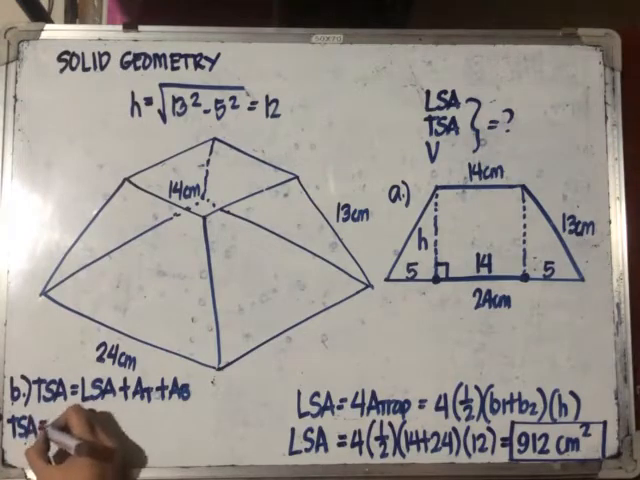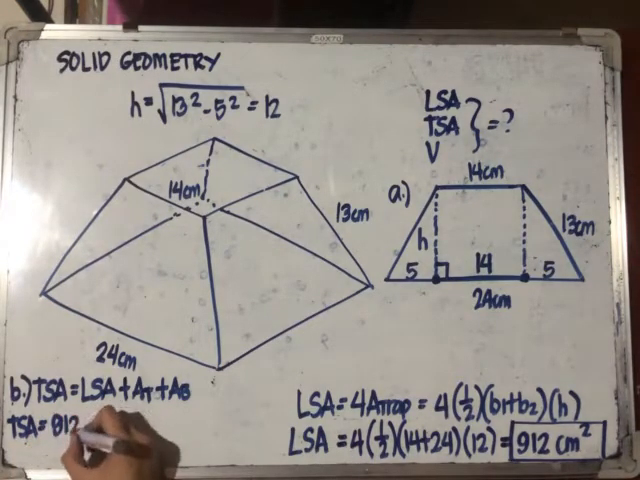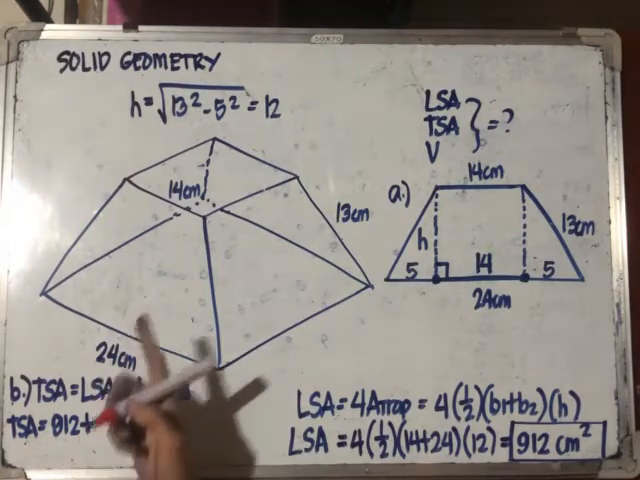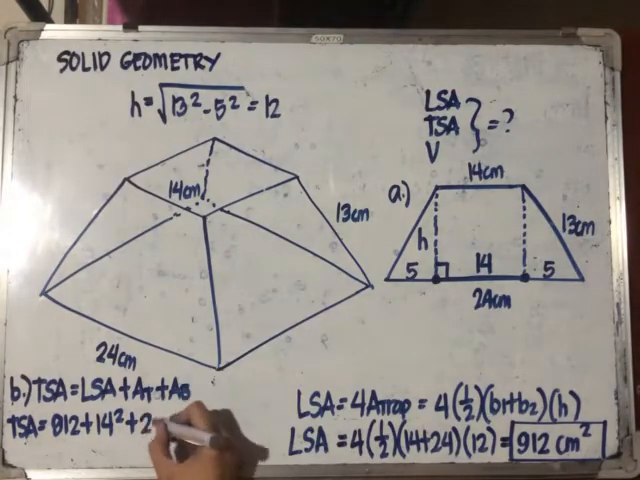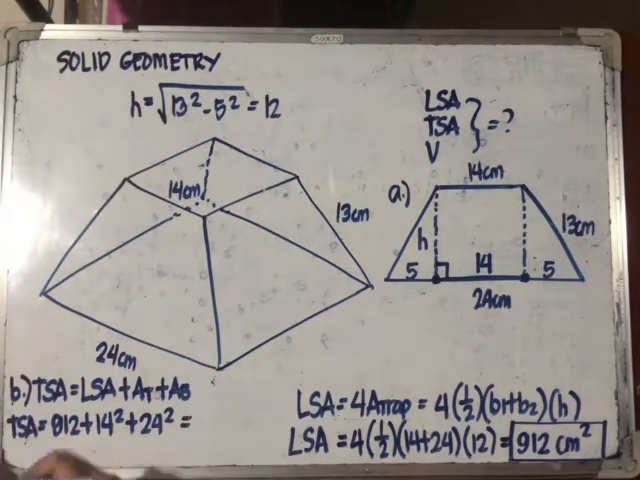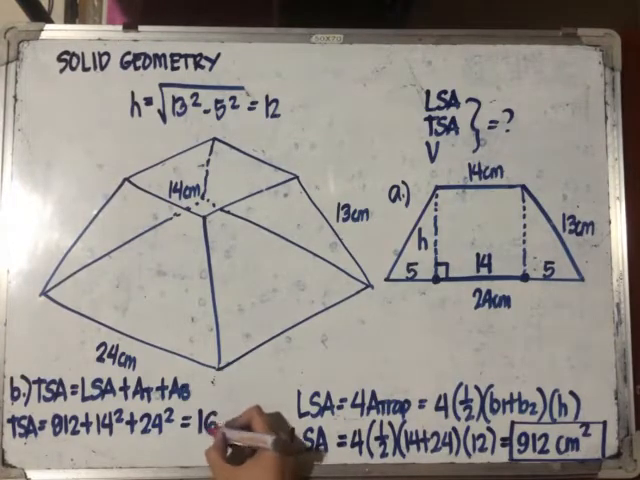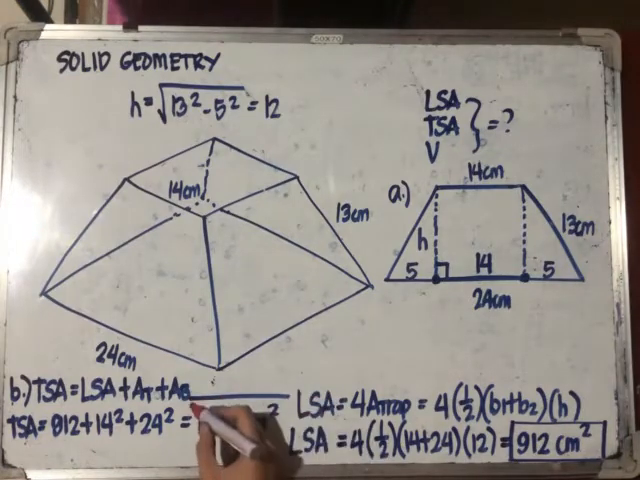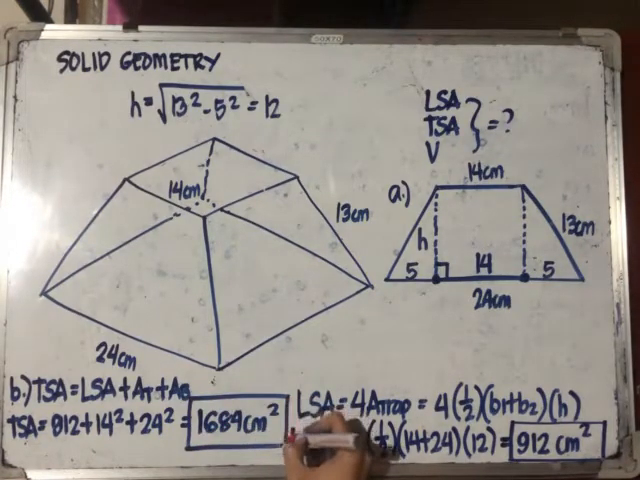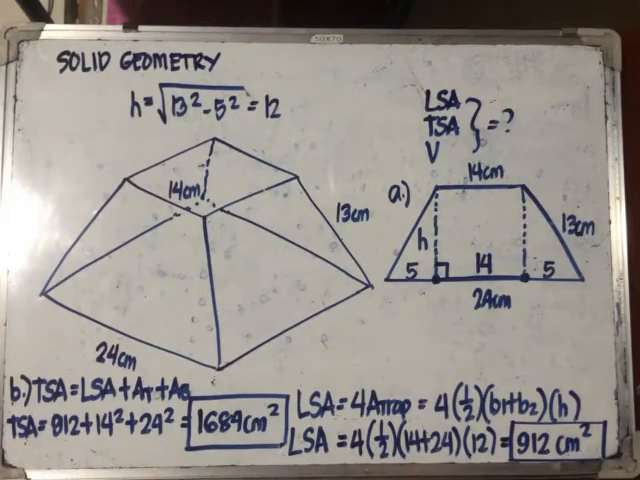Alright, so we have TSA, LSA is 912 plus top area is 14 squared for a square, and bottom area is 24 squared. That would give us how much? 912 plus 14 squared plus 24 squared. 1684 cm squared. So that's it.